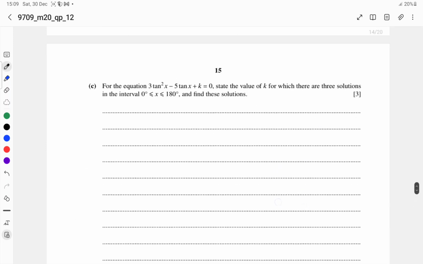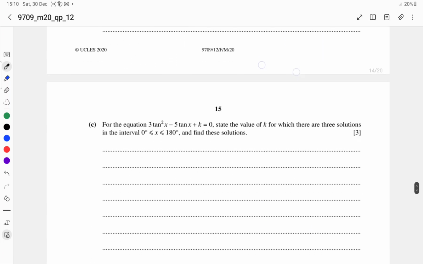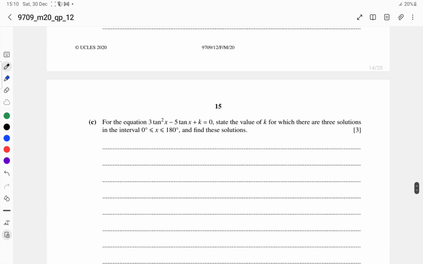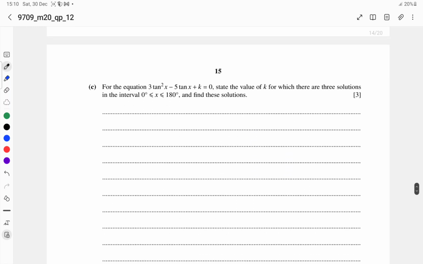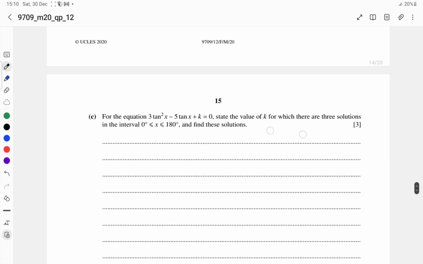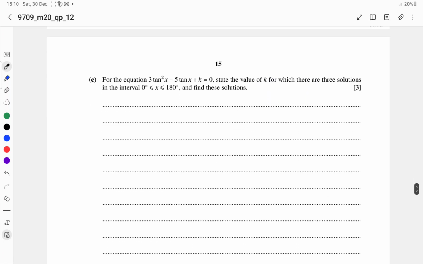Okay, so this is the question. So it's just one question left. For the question: state the value of k for which there are 3 solutions in the interval and find these solutions. Oh my, okay, we need 3 solutions. So this means that there should be 3 solutions, right?